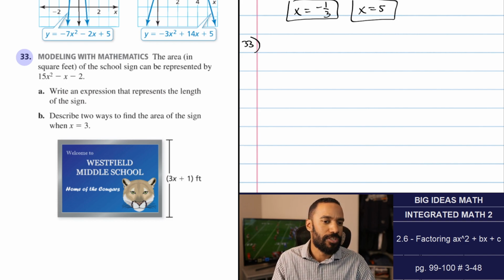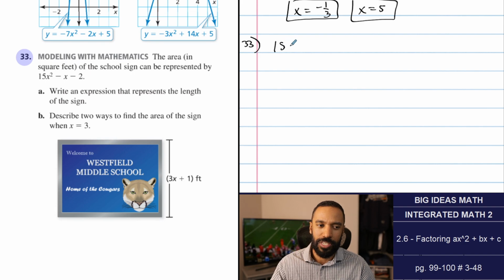The area in square feet of the school sign can be represented by 15x squared minus x minus 2.